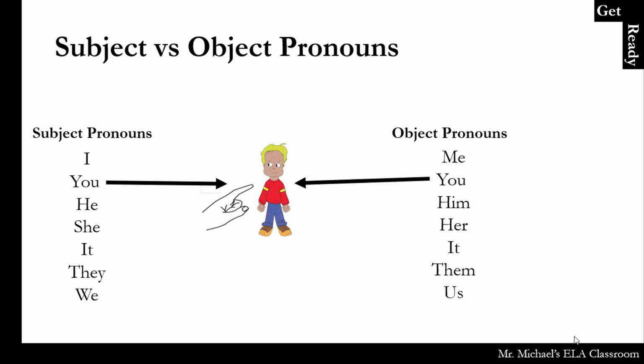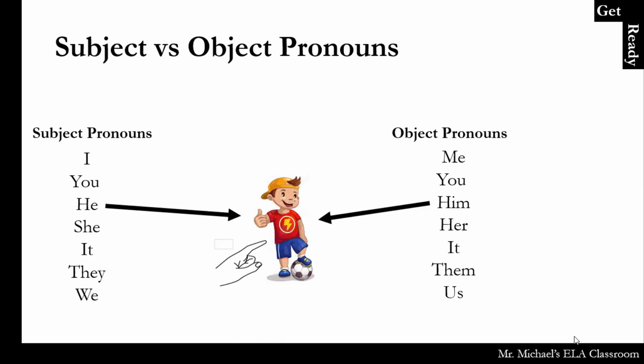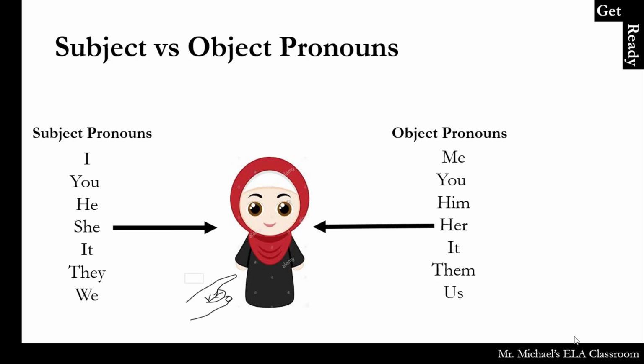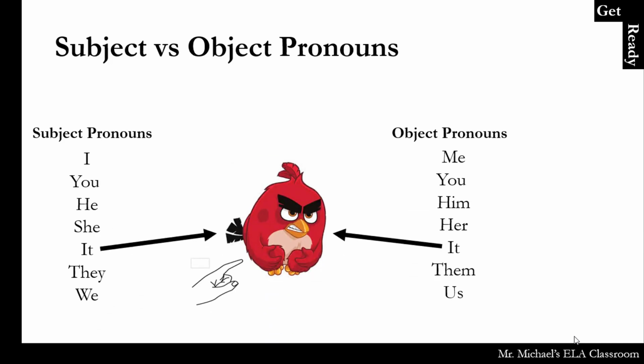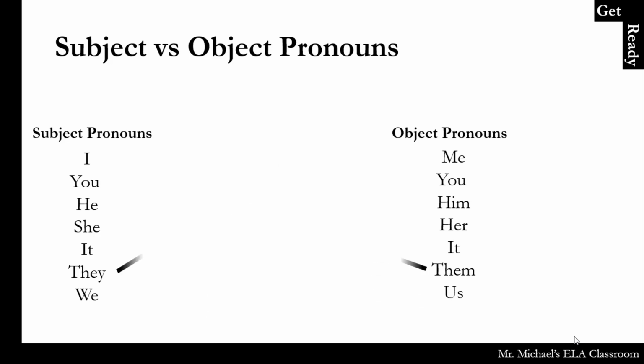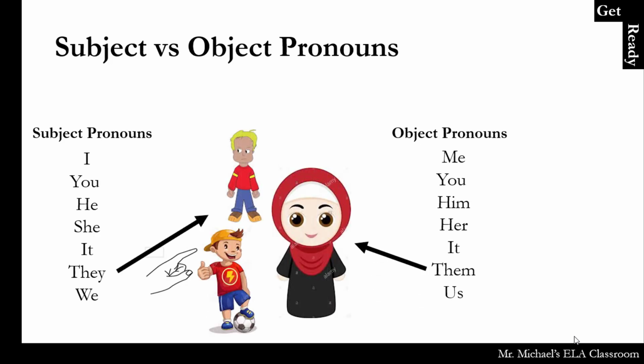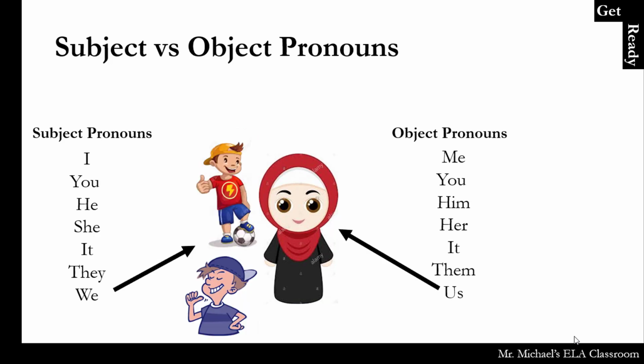You, so that's not me. Again, it's confusing. He, which is a boy. She, which is a girl, that is not the speaker. It is a thing. And then they are not including the person that is speaking or writing. But we includes the speaker.